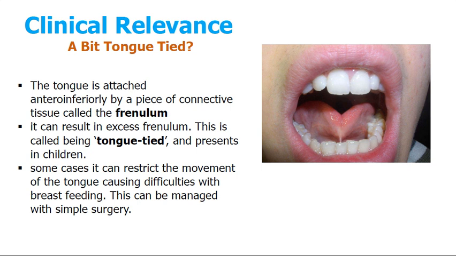And this can be managed by simple surgery. We just ligate the frenulum, and we can cut through it to let the tongue be more free. I think these are the important points regarding the anatomy of the oral cavity and its contents in a simplified way. Thanks and goodbye.